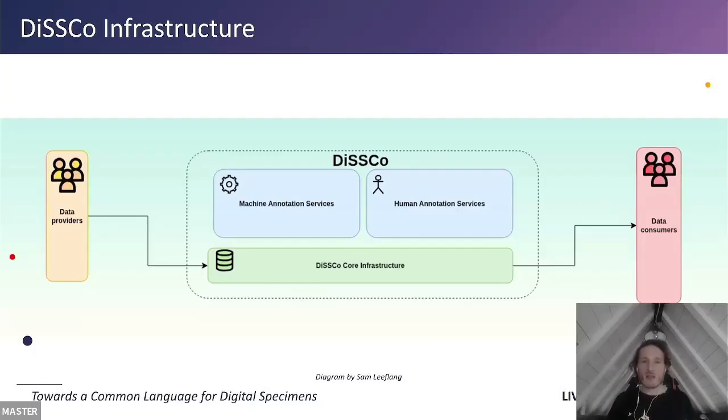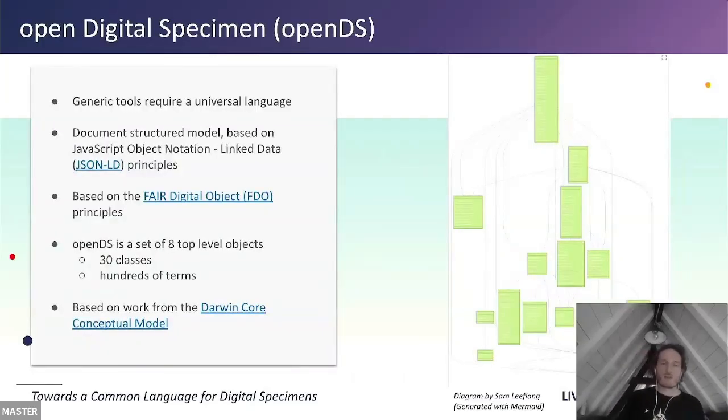we need a common language. To create generic tools will require this universal common language across those tools. And this is where we leverage the Open Digital Specimen. We structure the Open Digital Specimen as a document. That means that the whole specimen, all the information, will be held inside a single object. We don't split it out, we don't normalize it, we keep it denormalized, and we base it on JavaScript Object Notation, JSON, with the addition of the linked data principles, where we add that context layer about what each term means and where it comes from.